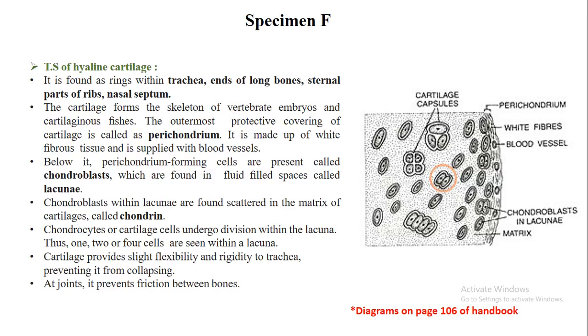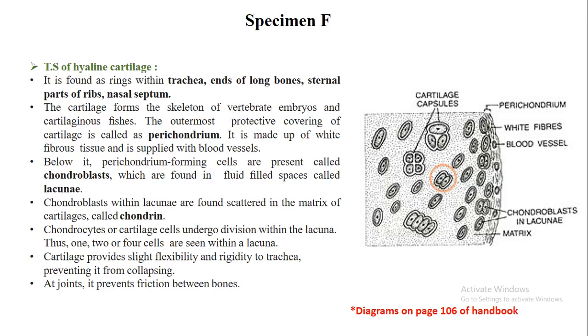This cartilage provides slight flexibility, and it also provides rigidity to the trachea. It also prevents it from collapsing. And if it is present at the ends of your long bones, or at the joints, it will prevent friction between the two bones. Suppose there are two bones attached with a joint in between. If there is no hyaline cartilage present between the two bones, there will be friction which will damage the surface of the bone. So to avoid this friction, this hyaline cartilage is present.